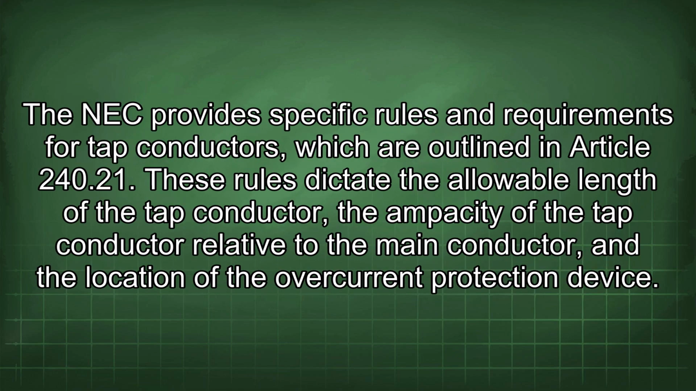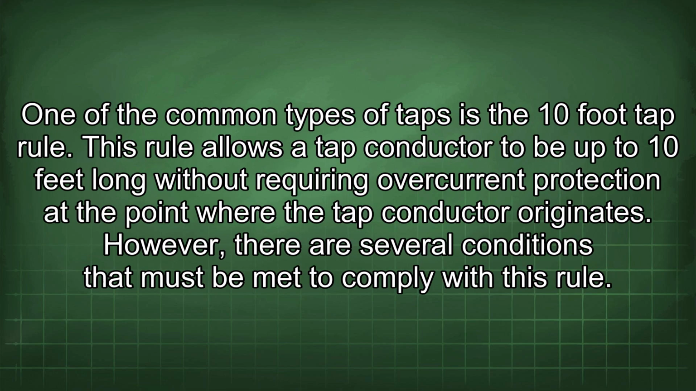The NEC provides specific rules and requirements for tap conductors, which are outlined in Article 240.21. These rules dictate the allowable length of the tap conductor, the ampacity of the tap conductor relative to the main conductor, and the location of the overcurrent protection device. One of the common types of taps is the 10-foot tap rule. This rule allows a tap conductor to be up to 10 feet long without requiring overcurrent protection at the point where the tap conductor originates. However, there are several conditions that must be met to comply with this rule.